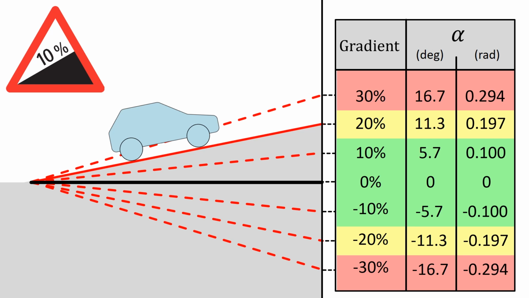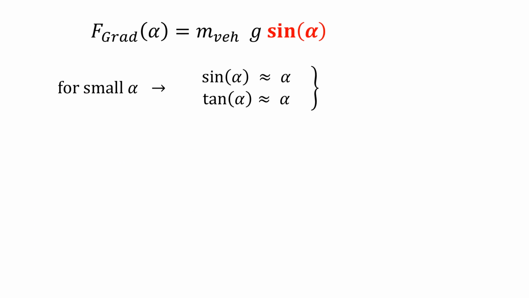Next we will show a simplification of how the expression for gradient force varies with the road. We have already derived the gradient force as a function of inclination alpha, but since the steepness of a road most of the time is given as its gradient, we would like to use that value for our calculations.